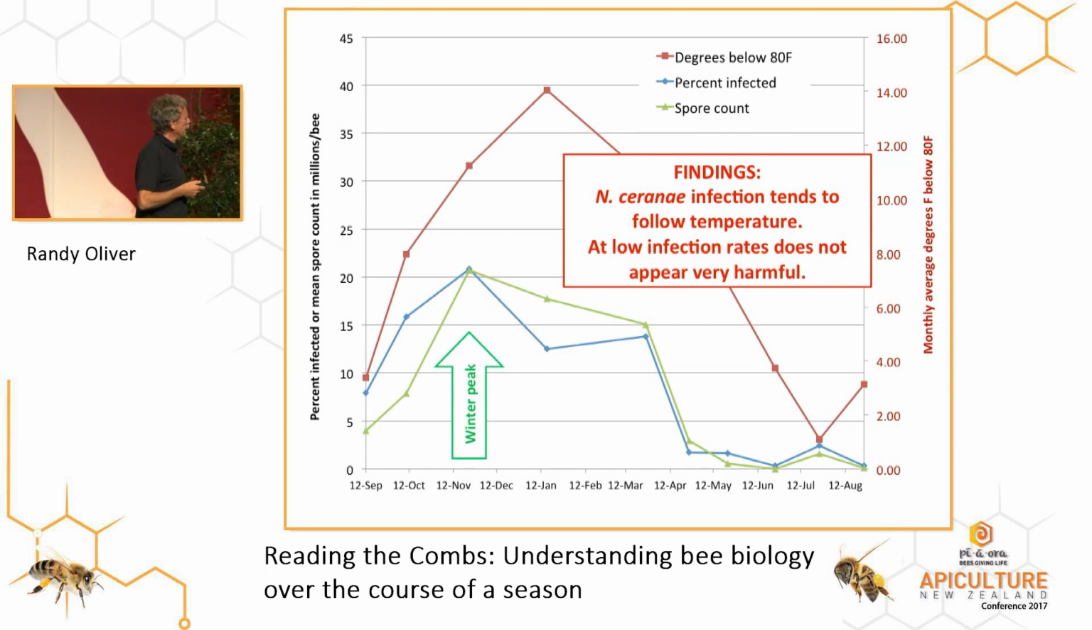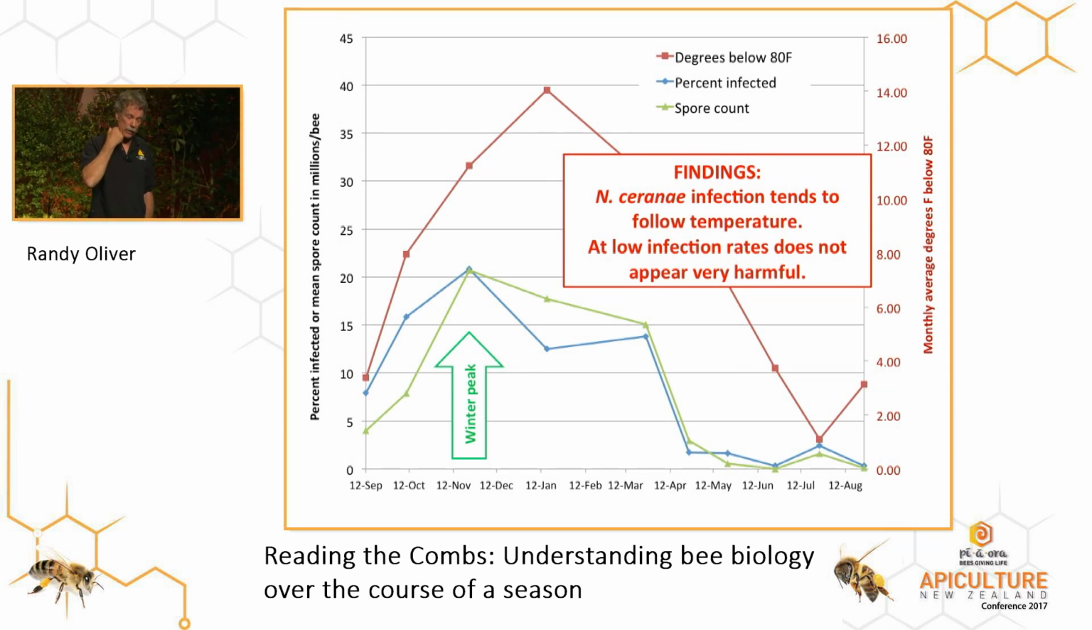This is some data I had. I tracked 36 hives every month. I did nosema spore counts and then crushed 10 bees from each hive and counted what percentage of them were infected with nosema. And it followed the same trend. And this is the inverse of temperature. So the colder it is, the higher the red line. And what you can see is the colder it gets, the more nosema.